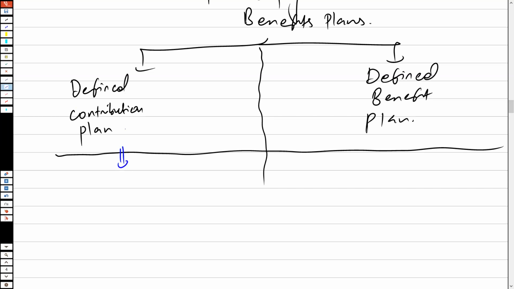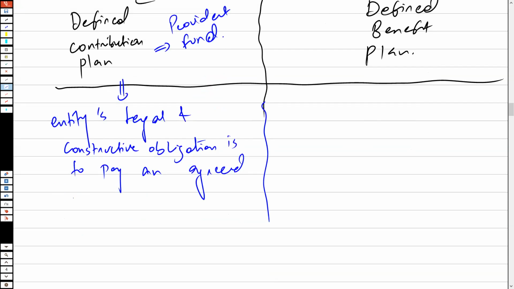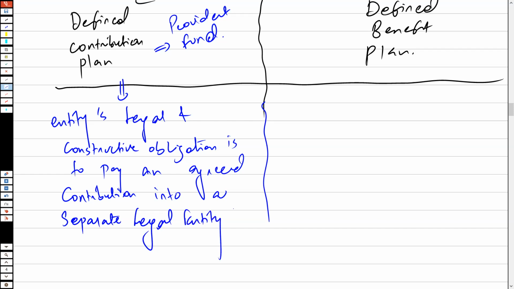When I talk about a defined contribution plan, the general example is a provident fund. What happens is the entity's legal and constructive obligation is to pay an agreed contribution into a separate legal entity called the fund.